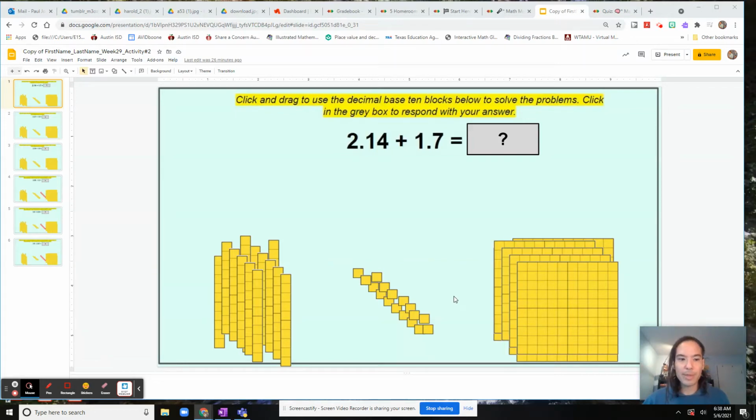Y'all. Welcome to another fabulous episode of How Many Tabs Are Open on Mr. Johnson's Computer. Looks like 2, 4, 6, 8, 10, 12. We got 12 tabs.